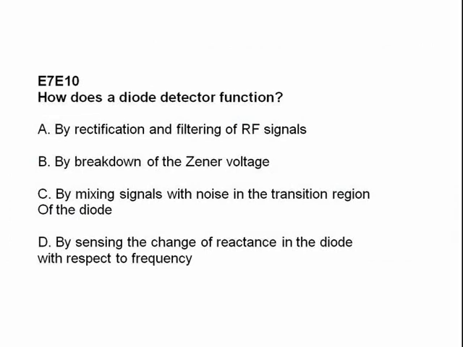How does a diode detector function? A, by rectification and filtering of RF signals. B, by breakdown of the Zener voltage. C, by mixing signals with noise in the transition region of the diode, or D, by sensing the change of reactance in the diode with respect to frequency? The answer is A, by rectification and filtering of the RF signals.